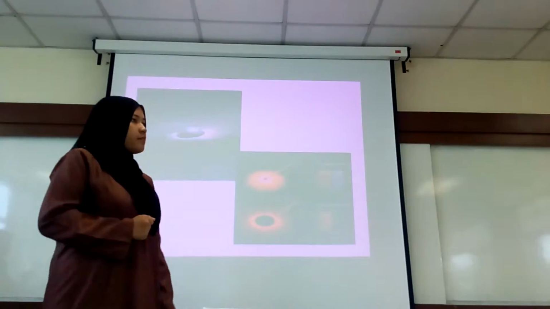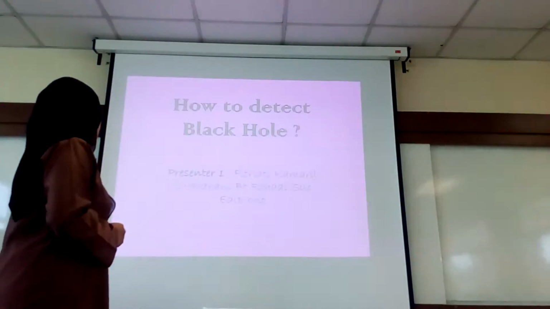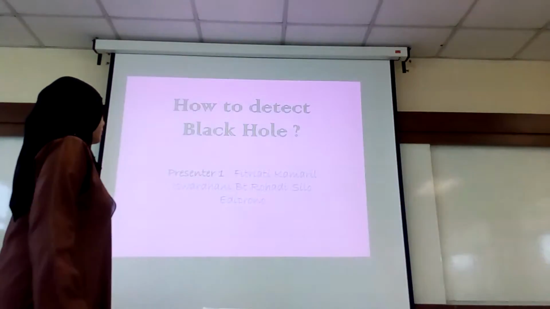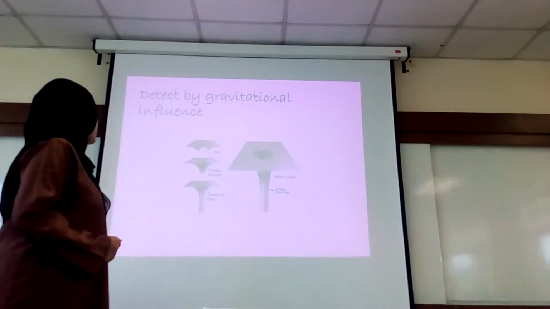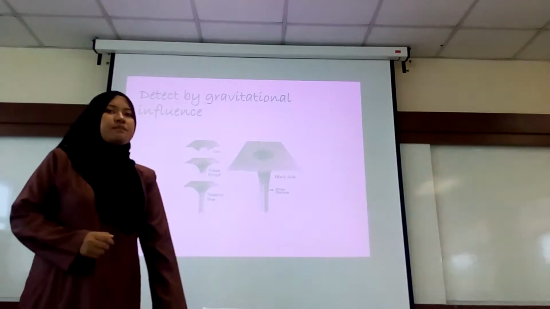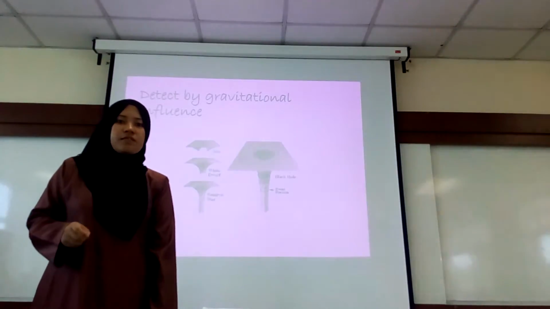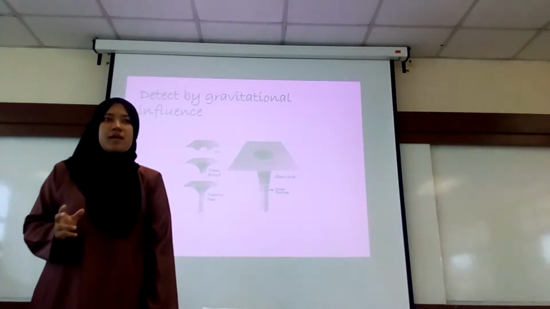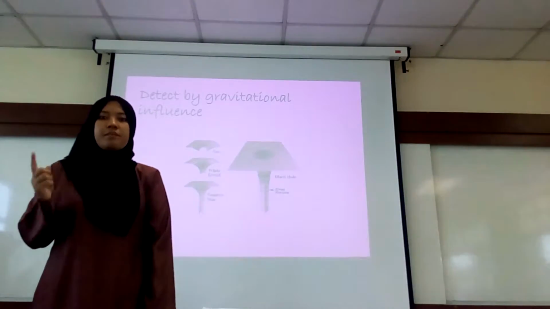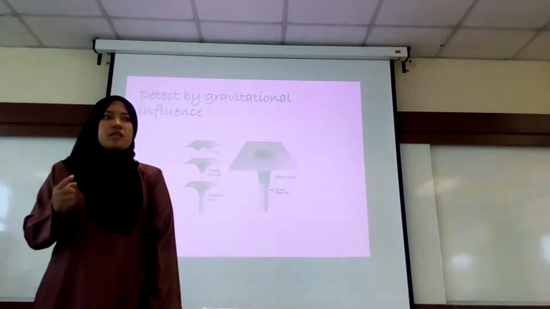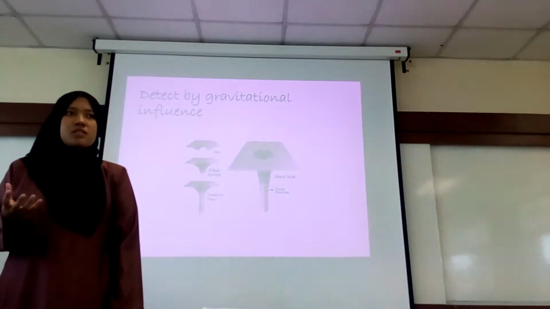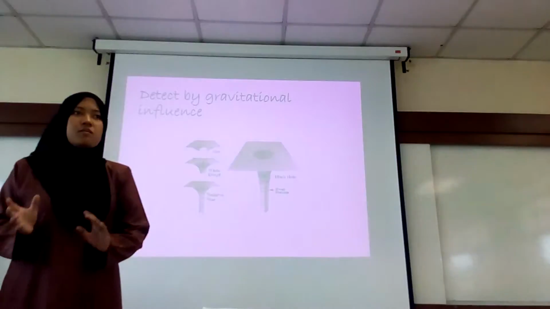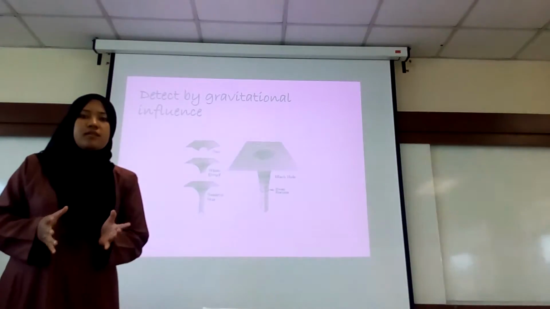For the first, our main point is how to detect a black hole. A black hole is detected by its gravitational influence. At the center of the Milky Way, there is an empty space in which the stars are orbiting or circling around a very large and very dense mass. So we know that there is a black hole there.